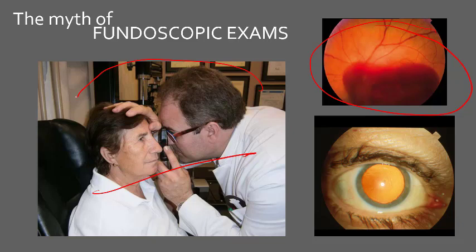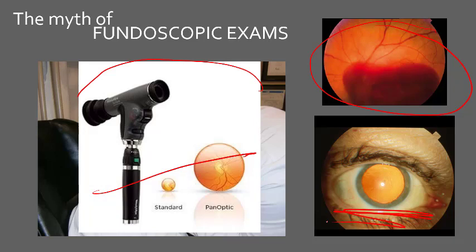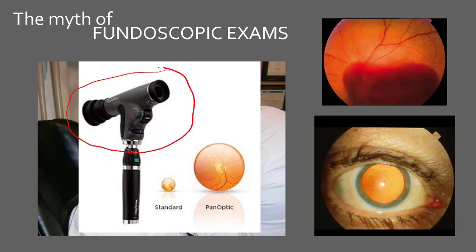If anybody tells you that they were able to do a fundoscopic exam in the emergency department or even in a clinic, they were lying unless they dilated the eye. Notice how much bigger the pupil is and how much you're able to see the retina in the back once the eye is dilated. This is why there is a very fancy machine called a panoptic, which is this fancy attachment on top of the ophthalmoscope handle. And this fancy attachment allows you to see the back of the eye and the retina without dilating the eye.